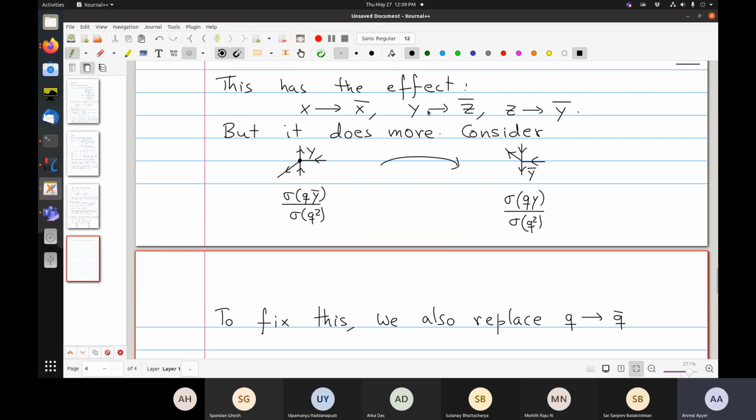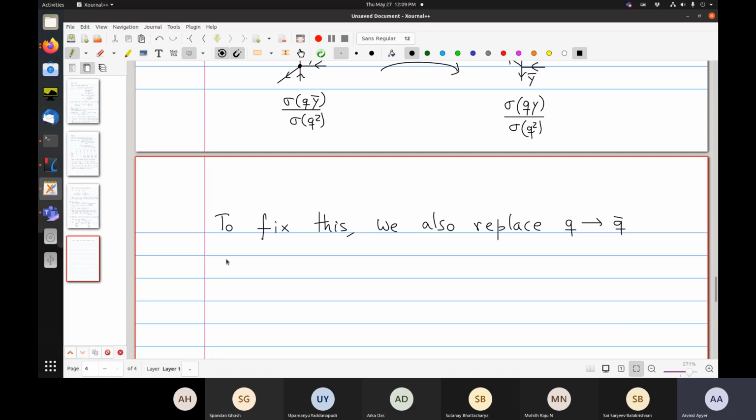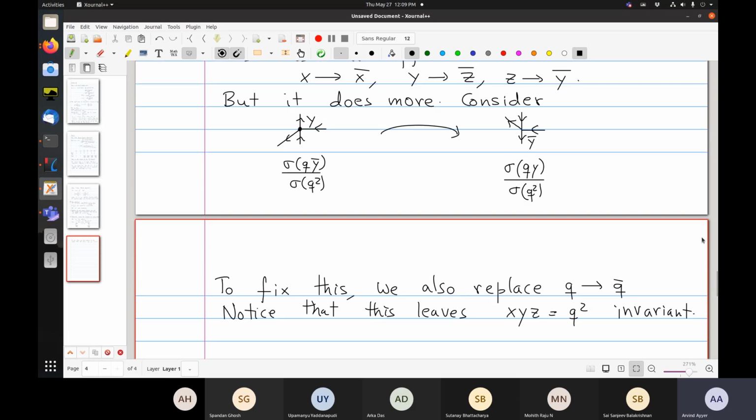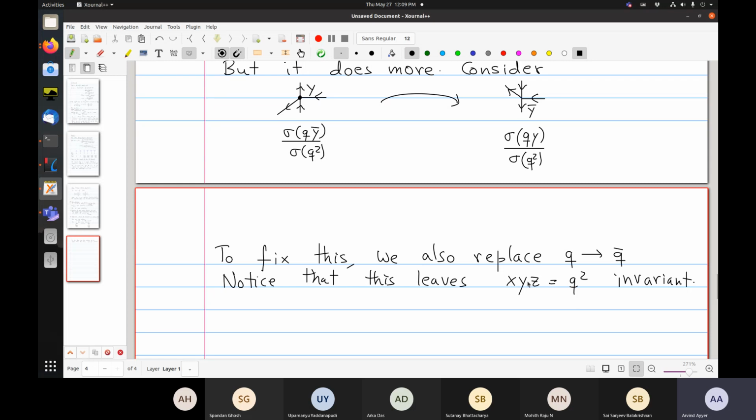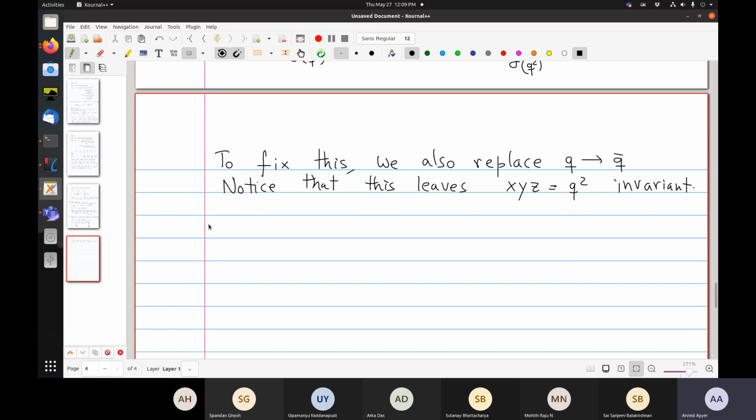So what it's doing is we have to do these 4 changes, and notice that this leaves x y z equals q squared invariant. If I had just replaced only some of them, this condition would not be true anymore. So if it was true once, it would not stay true. The third and last symmetry is reversal of all arrows.